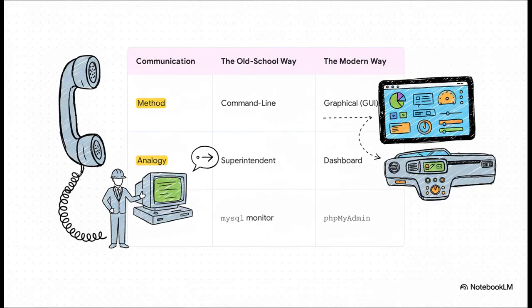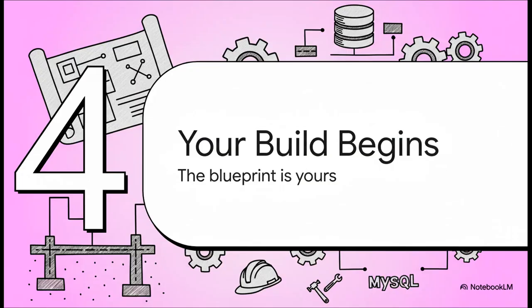So, how do you, the architect, actually communicate with your building? Well, there are two main ways. The old school way is the command line, which is kind of like talking directly to the building's superintendent. It's incredibly powerful, but it definitely takes some getting used to. The more modern way is a graphical user interface, or a GUI, something like PHP-MyAdmin. This is more like using a sleek management dashboard with buttons and charts that make managing everything a whole lot easier.